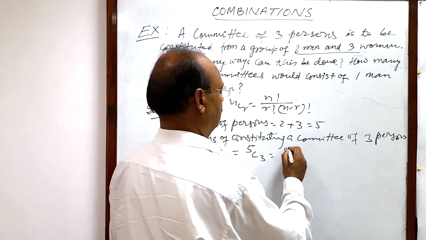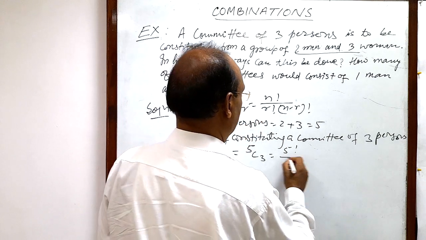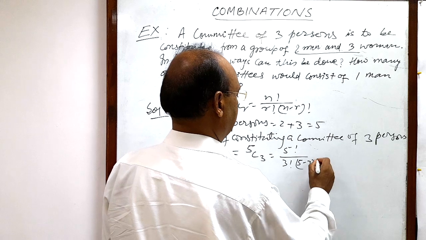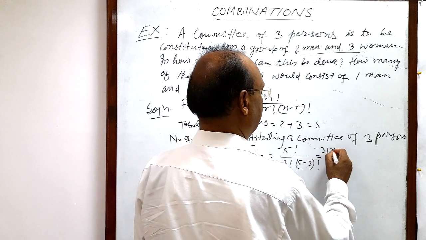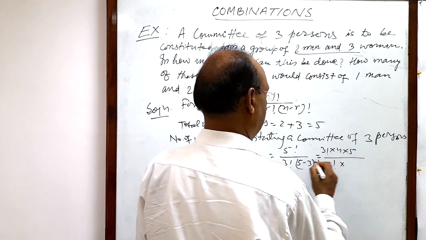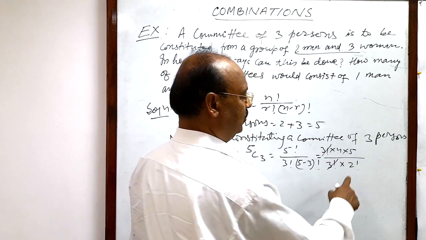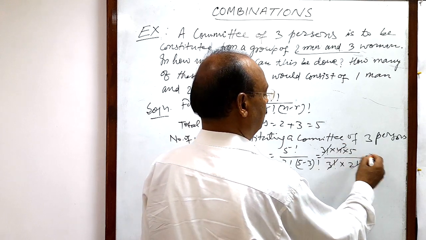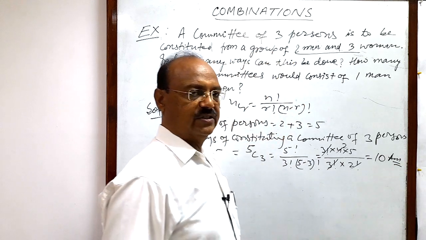So this is equal to, with the help of this formula, 5 factorial by 3 factorial into (5 minus 3) factorial. This 5 factorial can be written as 3 factorial into 4 into 5, divided by 3 factorial into 2 factorial. So 3 factorial will be cancelled out, and you know 2 factorial is equal to 2, so 2 into 2 is 4, and 4 into 5 divided by 2 gives 10. This is the answer of the first part.